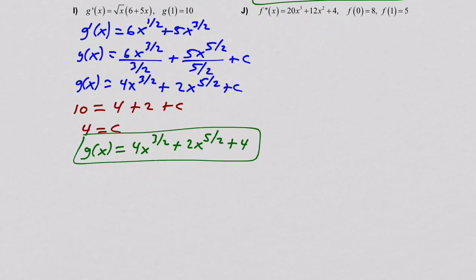Before continuing, I am going to check this. So if you plug in 1, you get 4 plus 2 plus 4, which is 10, so that looks pretty good. The derivative of 4x to the 3/2 gets us 6x to the 1/2, so that looks good. 2x to the 5/2 will get us 5x to the 3/2. That also looks good. And then the derivative of 4 obviously is 0. So again, checking it is very beneficial.